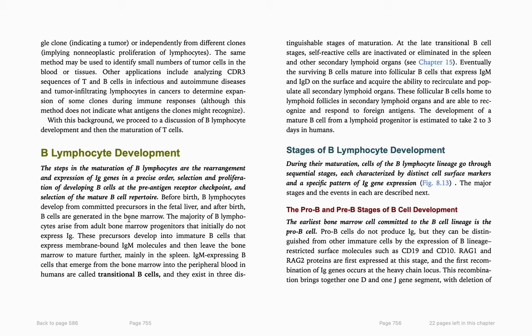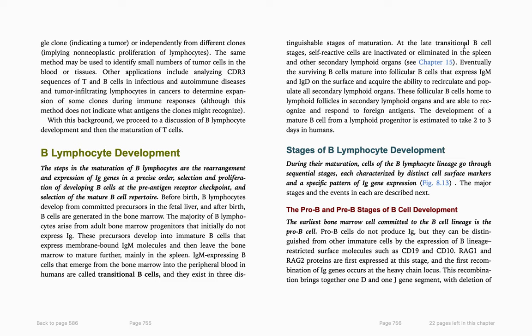Before birth, lymphocytes develop from committed precursors in the fetal liver, and after birth, the B cells are generated in the bone marrow. The majority of the B lymphocytes arise from adult bone marrow progenitors that initially do not express Ig. These precursors develop into immature B cells that express membrane-bound IgM molecules and then leave the bone marrow to mature further, mainly in the spleen. IgM expressing B cells that emerge from bone marrow into peripheral blood in humans are called transitional B cells, and they exist in three distinct stages of maturation.